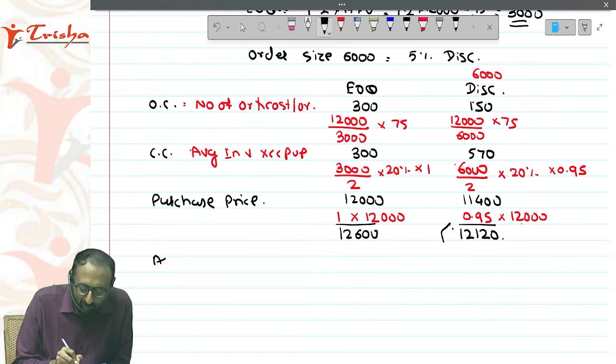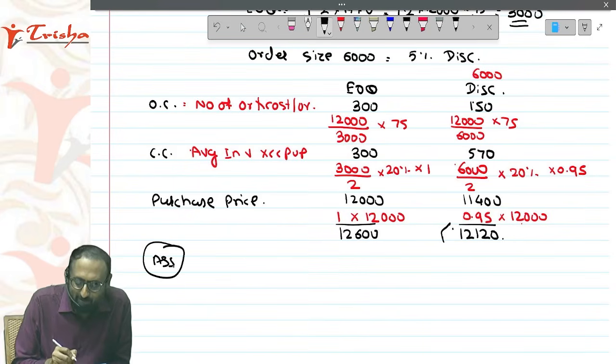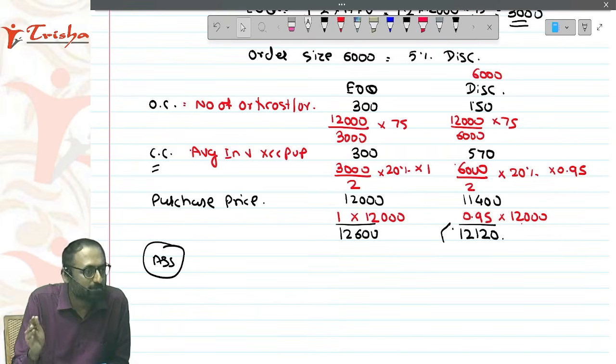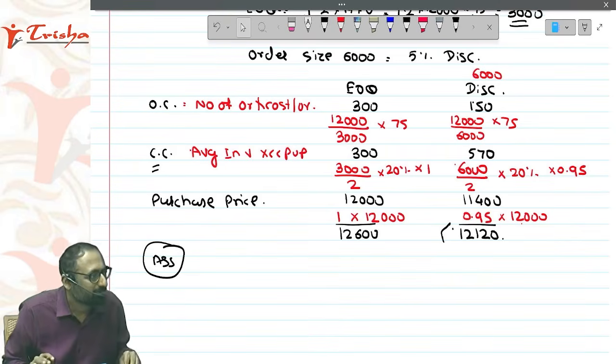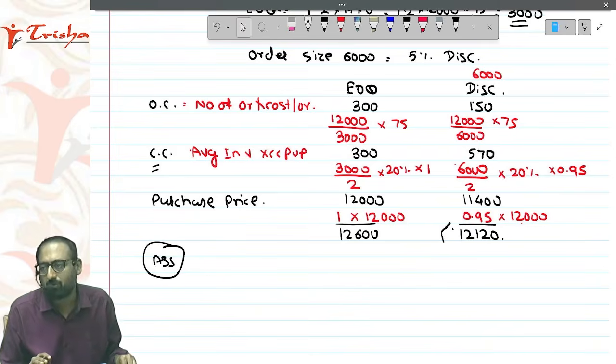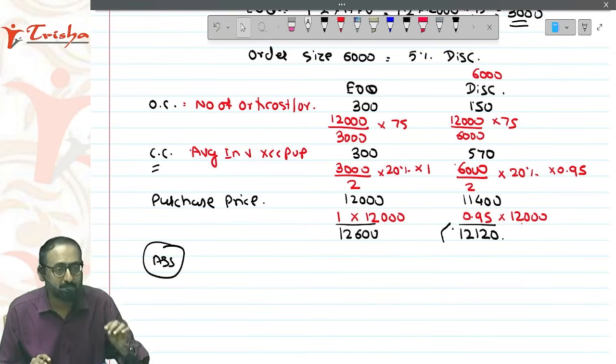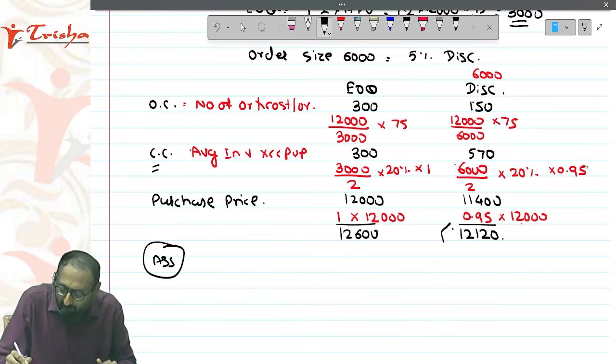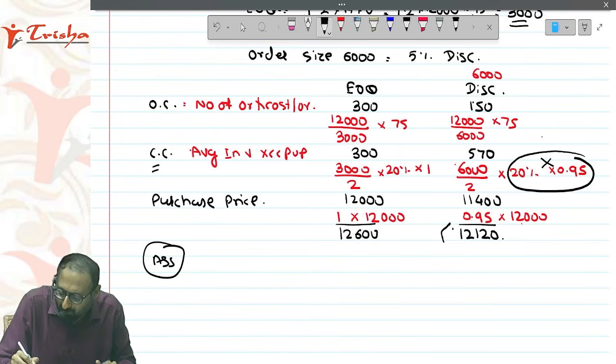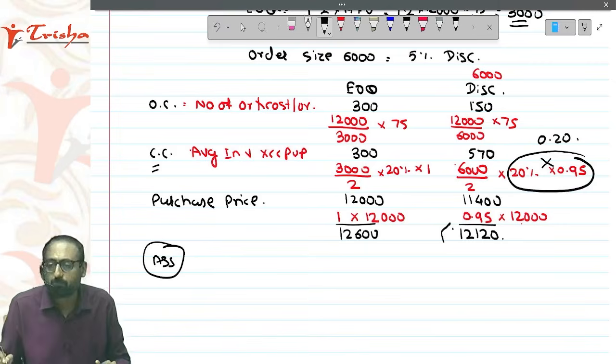But what assumption you will have to write here? You will have to write the assumption that carrying cost will change as per discount policy. But if in a question it is directly given that carrying cost will not change as per discount policy, assume carrying cost will not change as per the discount policy. So tell me how much carrying cost per unit you will take in the second scenario. Is it 0.20 only? Why?